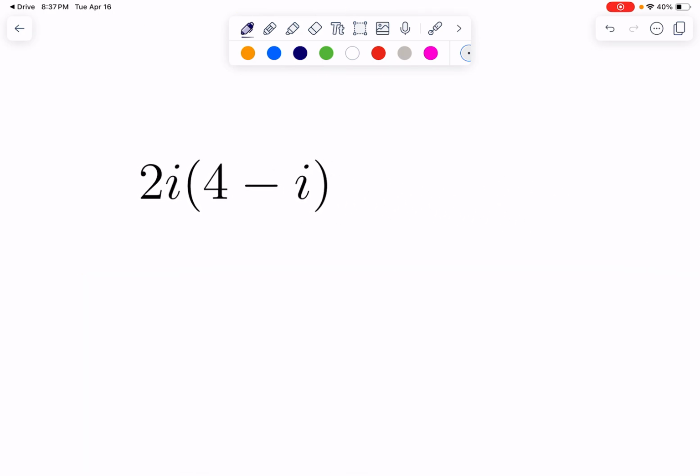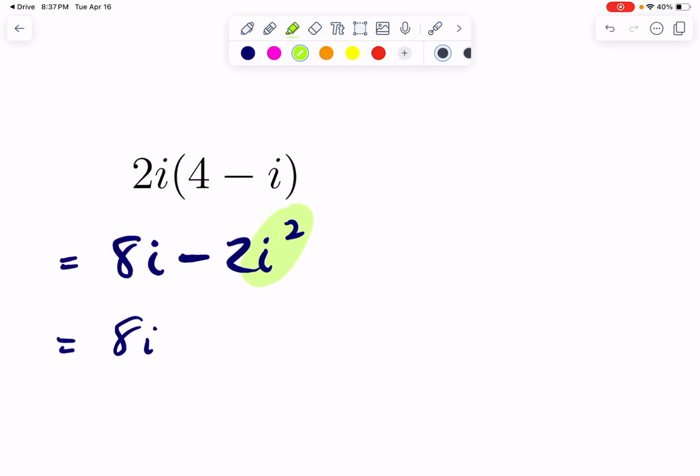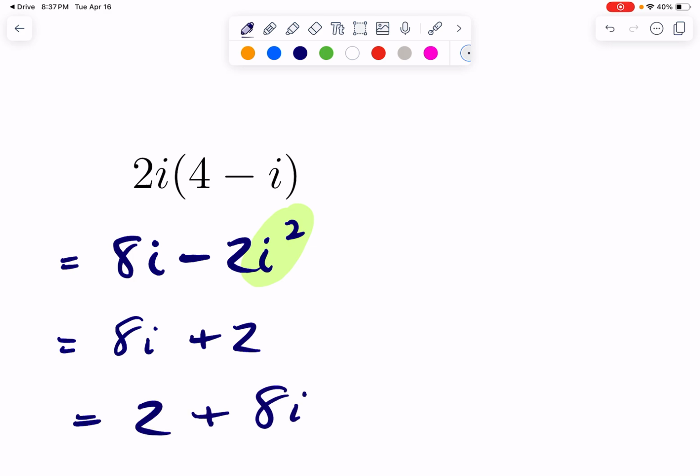Here, I can just distribute. I would have 8i minus 2i squared. i squared is actually negative 1. So I have negative 2 times negative 1, that's 2. And usually we write the real number before the imaginary one.